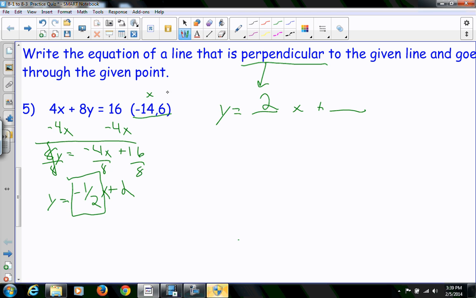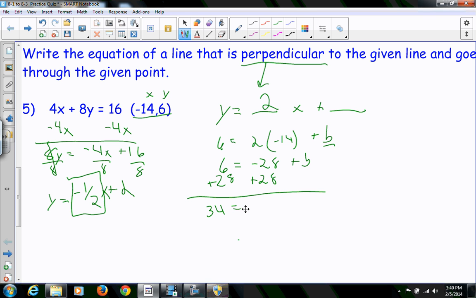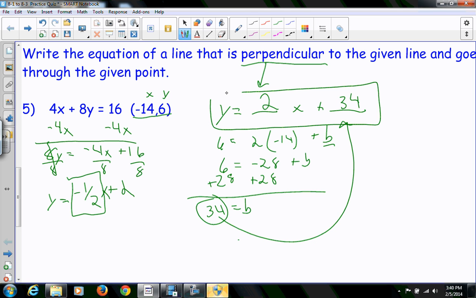Now, I use the x and y from the point to solve the rest of the problem. I just plug them in where they're supposed to go, y for the y, x for the x. So instead of y, I get 6 is equal to 2 times -14 for x, and then don't forget to put your plus b here so you don't get confused. So moving on, 6 is equal to -28 plus b, and then I just add 28 to both sides. So I get 34 is equal to b, and that goes back up here. And now that problem is done. That's my final answer.